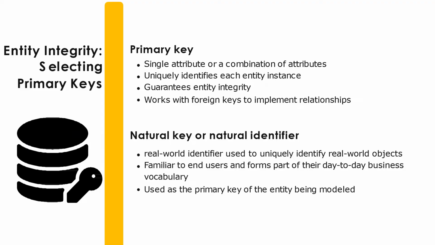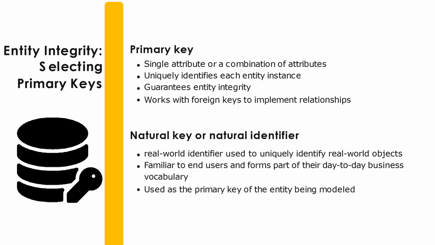Now, we already know what primary keys are. These are a single attribute or a combination of attributes that uniquely identifies each entity instance. Having a primary key in your entity guarantees that we have entity integrity, and it works with foreign keys to implement the relationships. Now, how do we select the primary keys?